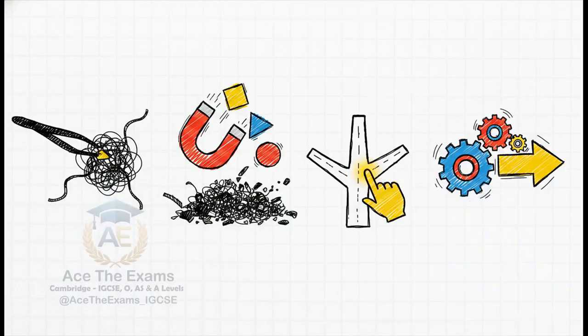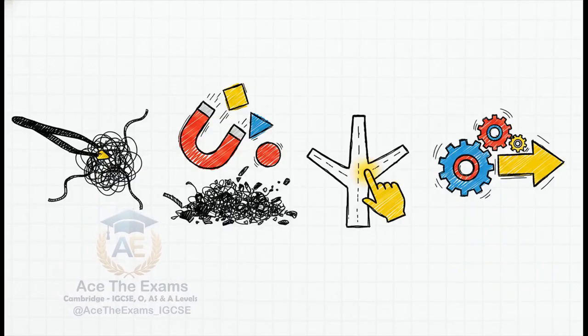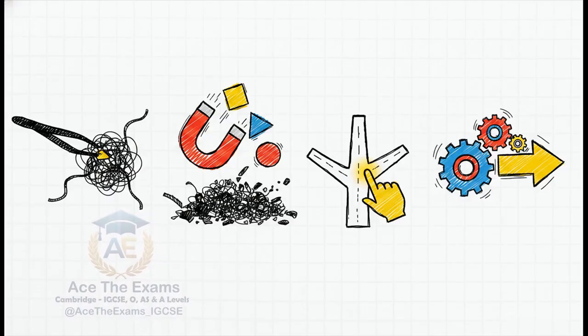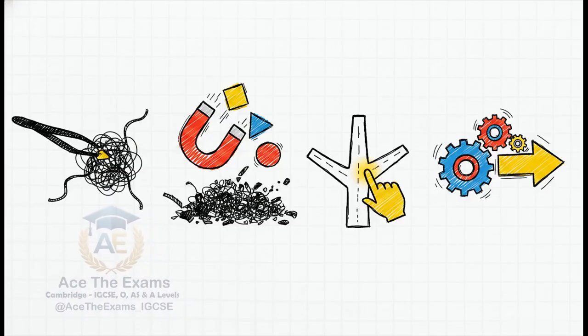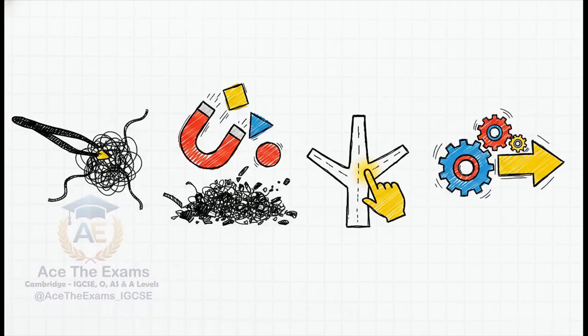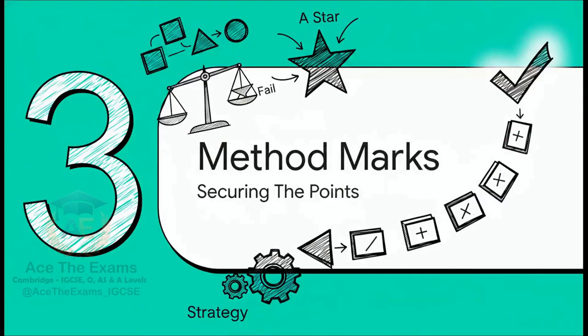First, deconstruct that super dense word problem. Next, extract all the numerical data. Pull out the masses, grab the angles. Then, select your analytical framework. Ask yourself, are we resolving perpendicular to an inclined plane here? And finally, execute your equations with crystal clear algebraic notation so the examiner can follow your exact train of thought without guessing. Moving right along to Section 3, securing essential method marks.